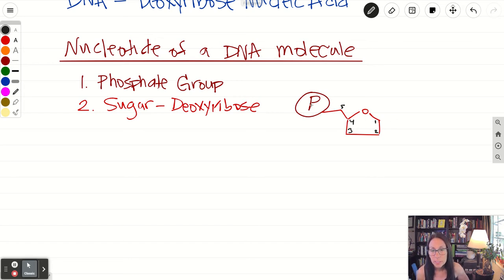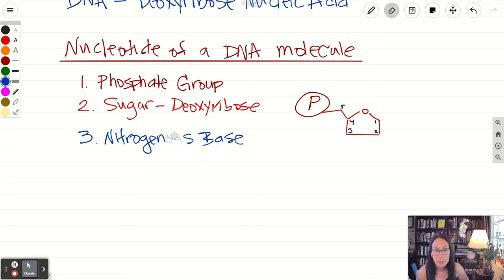So the phosphate group is one part, the deoxyribose sugar is the second part, and then the third part is called a nitrogenous base. Okay, nitrogenous base. This is a molecule that has nitrogen in it, which is why it's called nitrogenous. And the nitrogenous base is always attached to the number 1 carbon of the deoxyribose sugar, so it's attached here. There are 4 different nitrogenous bases for every nucleotide in DNA. Okay, there are 4 options.